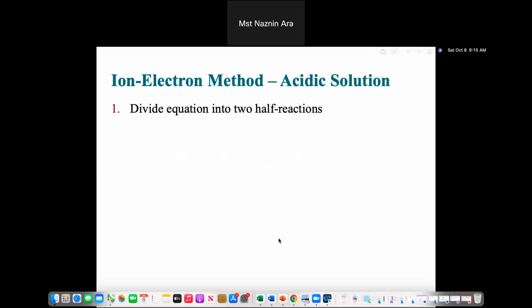Since an oxidation-reduction or redox reaction involves the transfer of electrons and changes in charges on the reactant and product side, it is very important that we can balance the reaction. The ion-electron method is one we have in the syllabus, so we can balance the reaction.